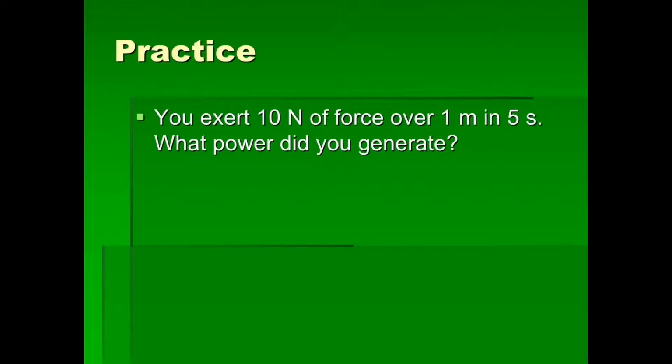If you exert 10 newtons of force over 1 meter in 5 seconds, what power did you generate? Again, we have to calculate work because I didn't give you any numbers in joules. So we need to take 10 newtons times 1 meter. Well, we're going to get an answer of 10 joules because 10 times 1 is 10. And now we're going to take 10 joules divided by 5 seconds to get an answer of 2 watts. So you generated 2 watts of power when you exerted 10 newtons of force.